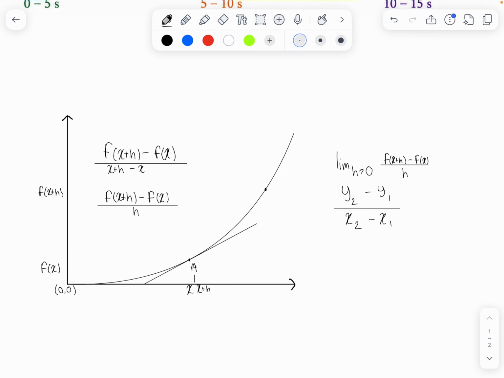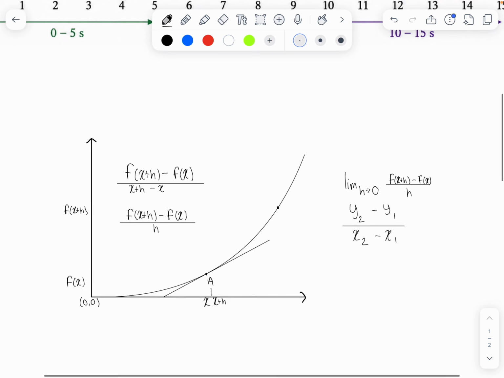But now you may be thinking, well, how do we use derivatives in our daily life? Well, I'm going to be showing you just that.